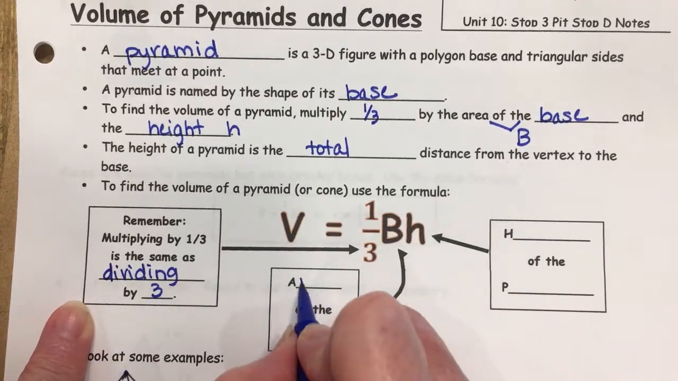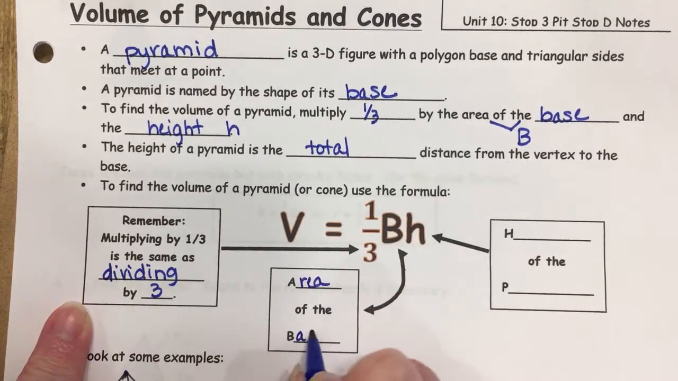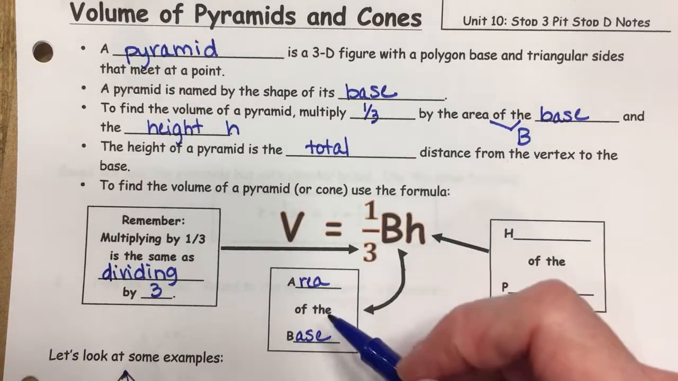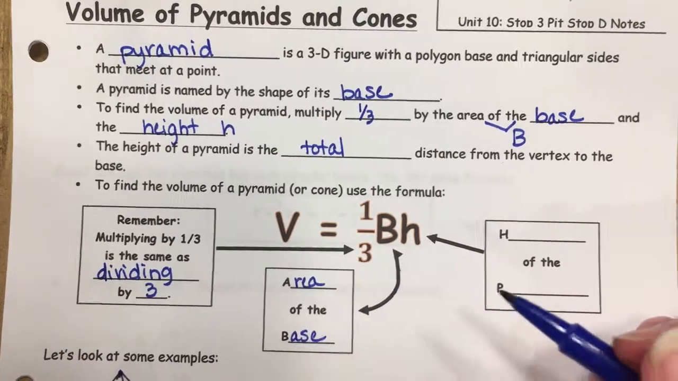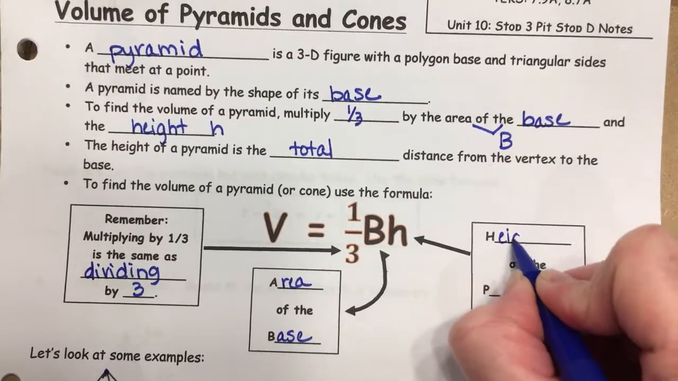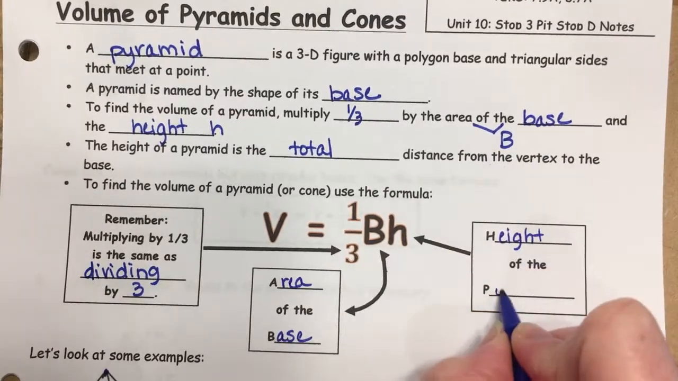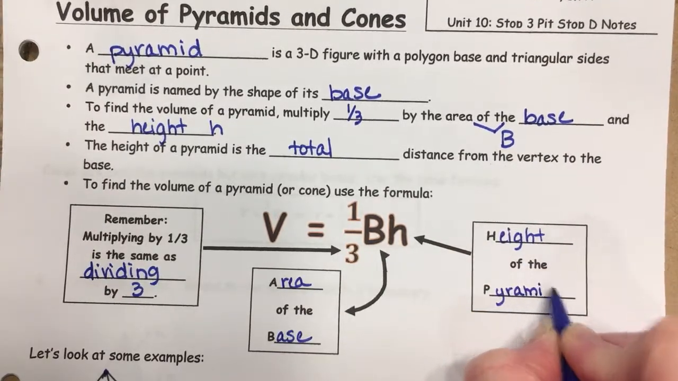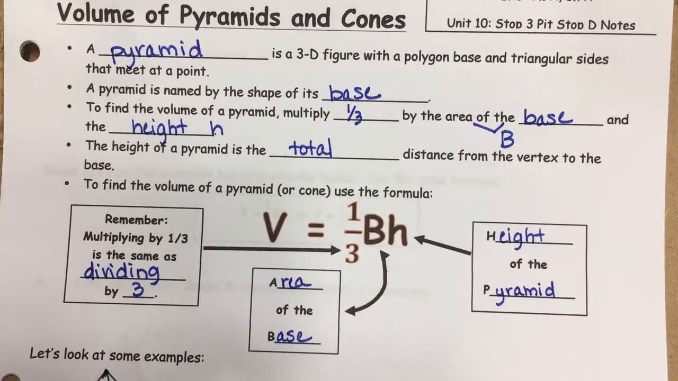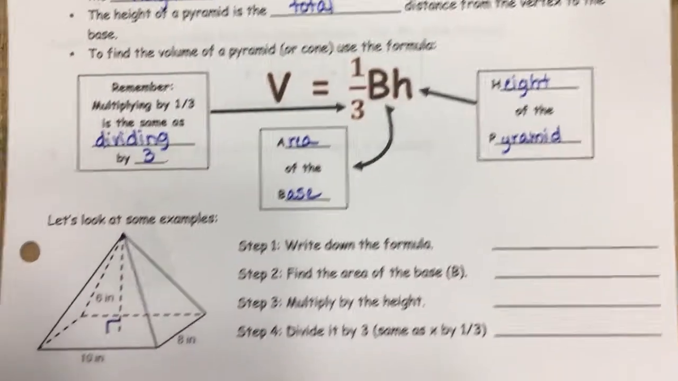The big B is still the area of the base, so that's going to change depending on what shape your base is. And then H is going to be the height of the pyramid, so again, from the vertex to the base. Let's look at the first example.